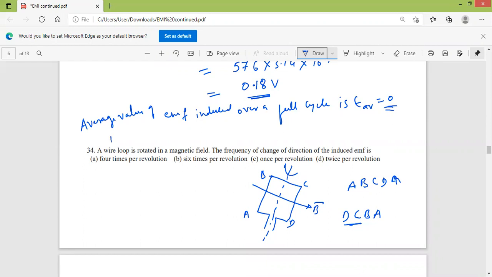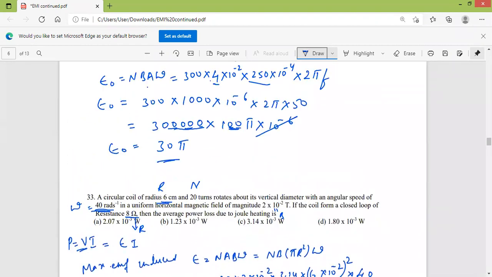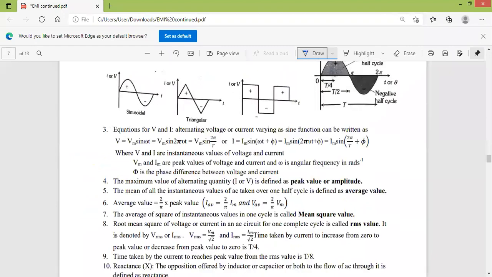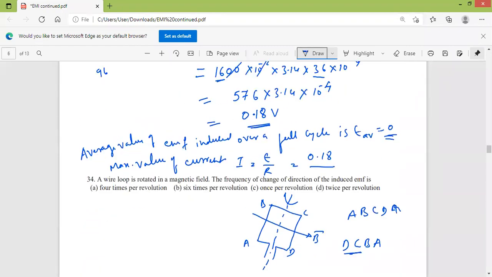Next, the maximum value of current. The maximum value of current induced in the coil is I is equal to epsilon by R. It's 0.18 divided by the resistance, which is given as 8 ohm. So 0.18 by 8 is 0.022.